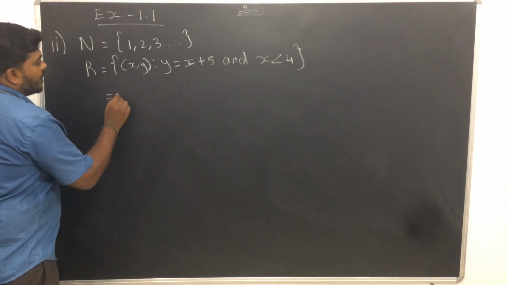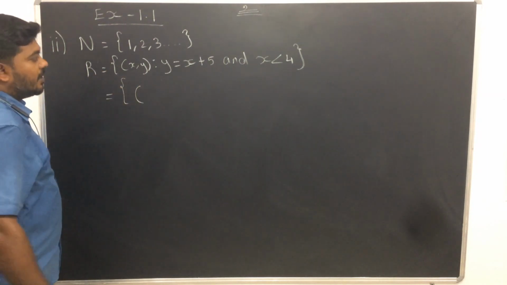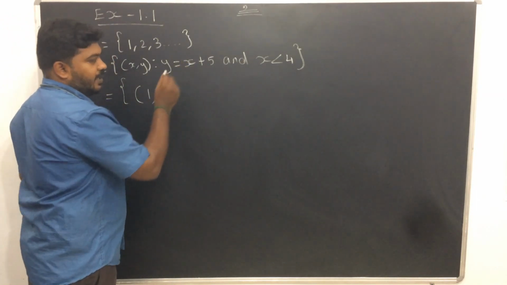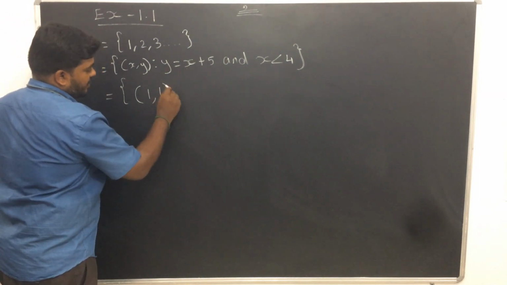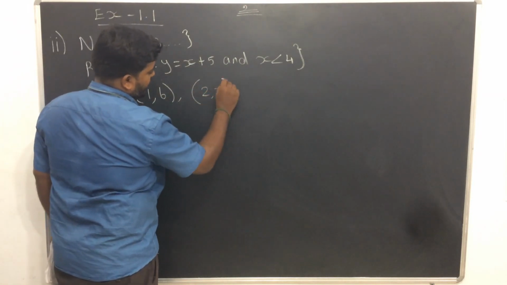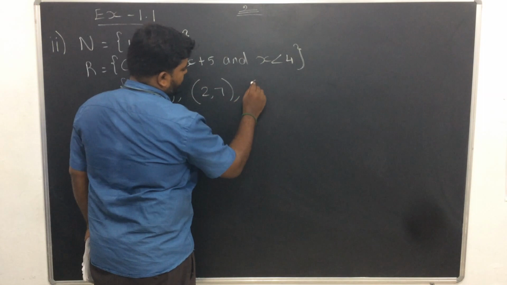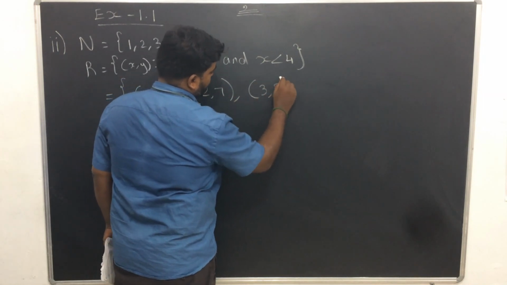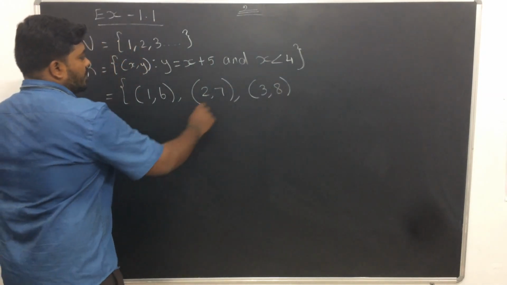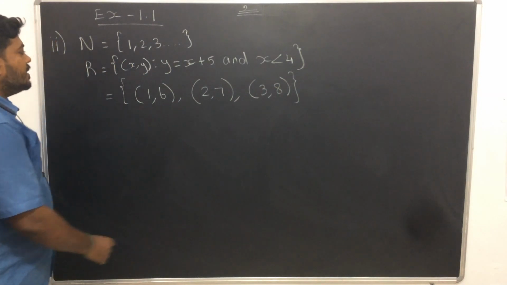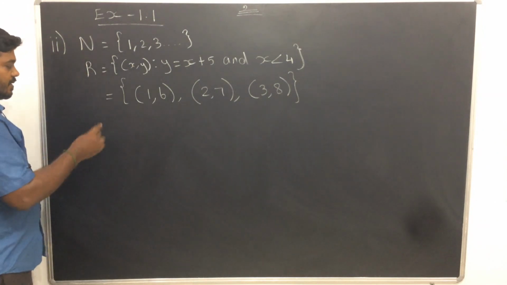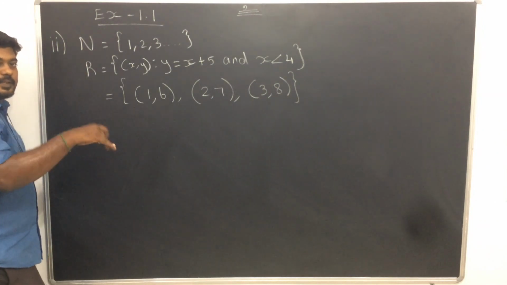So now, what are the values of R? If x is 1, what is going to be y? y will be x + 5, that is 1 + 5 = 6. If x is 2, y will be 2 + 5, that is 7. If x is 3, y will be 3 + 5, that is 8. That's it, right? Because x is less than 4, we stop right here. So we close the bracket. These are the values of R. Now let's start checking for reflexive, then symmetric, then transitive.